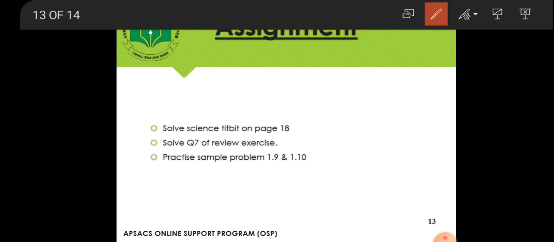Your assignment is, you have to solve science tidbit on page number 18. You have to calculate the percentage yield, you have to calculate the theoretical yield, you have to solve both the questions of science tidbit exercise. Then you have to solve question number 7 of review exercise. It's just like you have to find out the limiting reactant first, and then you have to calculate the number of moles of the product. You have to practice sample problem number 1.9 and 1.10.